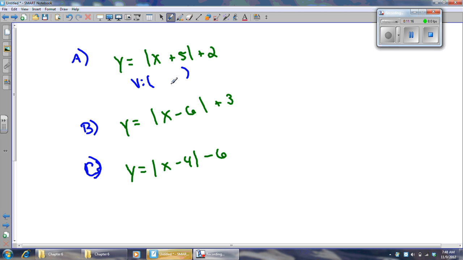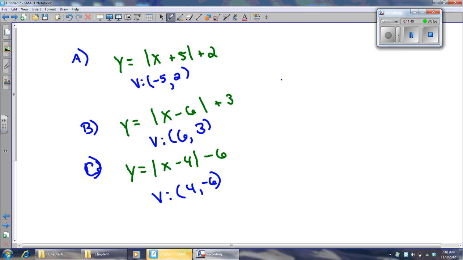Well, I'll do this first one here. Negative 5, 2. I plot that point, and then I use my slope, which in this case is 1 over 1 to the right, and then to the left will be negative 1 or 1 over negative 1. All right, on B, my vertex, hopefully you can tell me, should be 6, 3. And then on C, my vertex should be 4, negative 6.